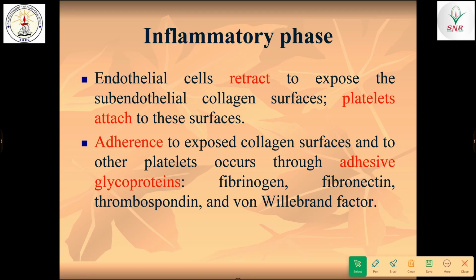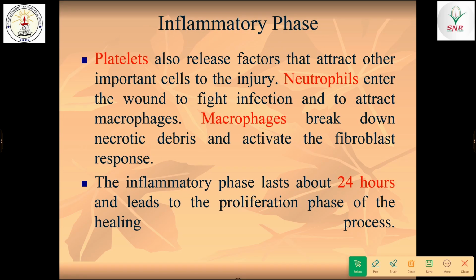In the inflammatory phase itself, as I told you, platelets are involved. These platelets will come to the wound surface and attach to it. And when these platelets come to the wound site, because of the wound, collagen is now exposed, which is released by the fibroblast. The platelets and collagen will interact, and they will introduce proteins like fibrinogen, fibronectin, and also von Willebrand factor and thrombospondin to the wound site. All these together, that is platelets and the clotting factors, will form the clot.